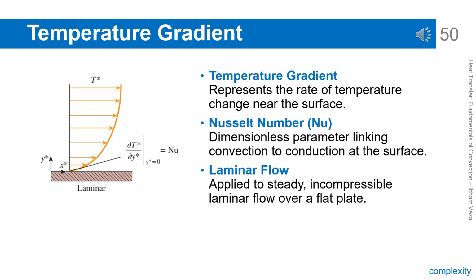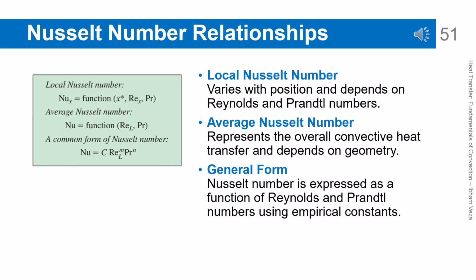A higher Nusselt number indicates more effective heat transfer. Therefore, the Nusselt number becomes a measure of convection performance. Nusselt number relationships. The local Nusselt number varies along the flow direction because of boundary layer development.